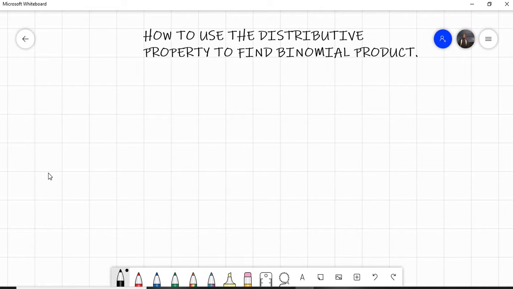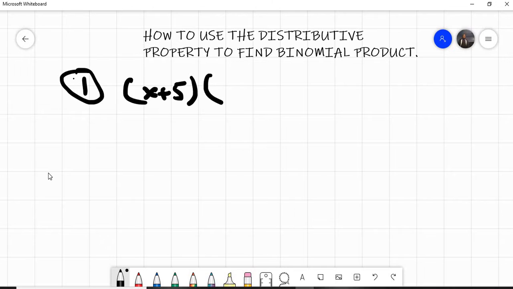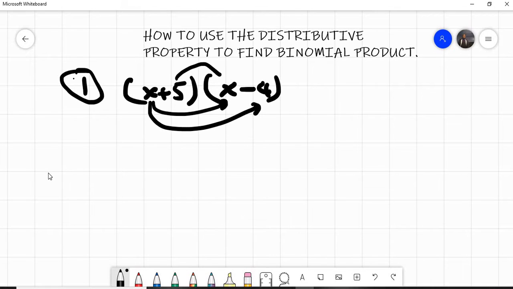Okay, example 1. We are given x plus 5 times x minus 4. What we do is multiply this to that: x to the minus 4, and then 5 to the x, and then 5 to the negative 4. That's it.